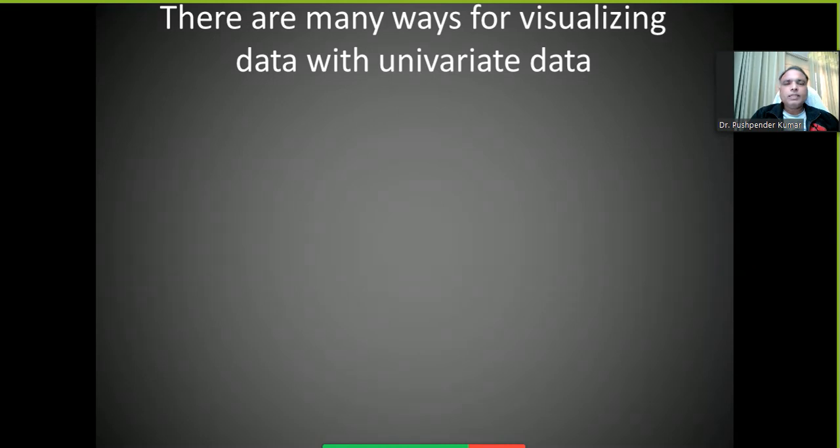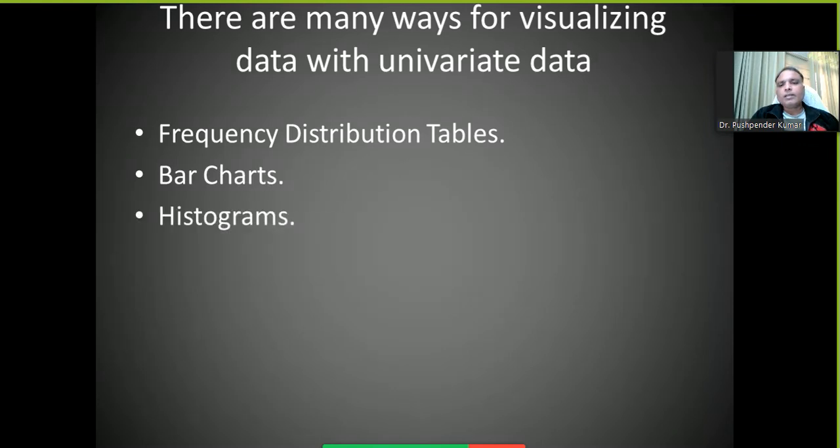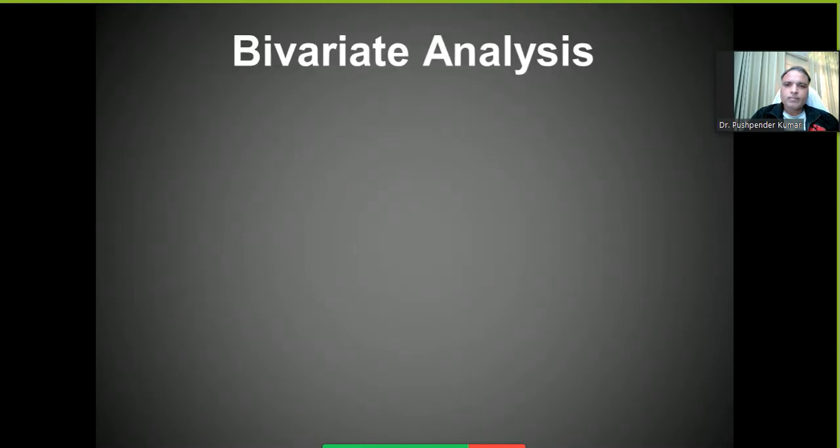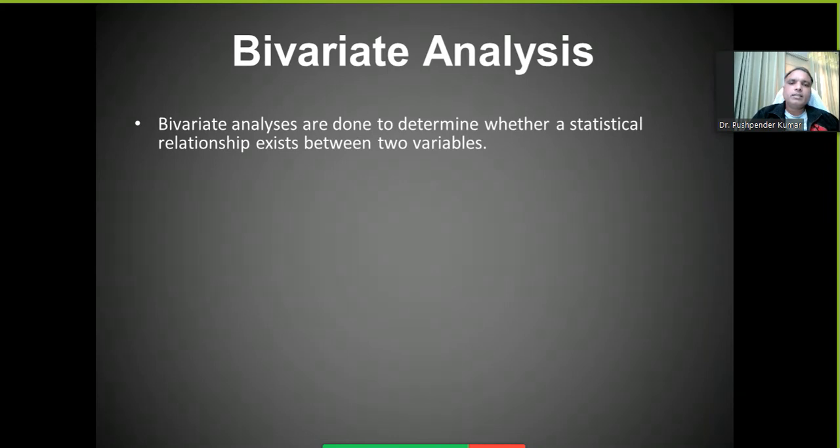Now, there are many ways of visualizing data with univariate data: frequency distribution tables, bar charts, histograms, frequency polygons, and pie charts. Now we come to bivariate analysis. So I hope univariate analysis is clear to all of you. And bivariate analyses are done to determine whether a statistical relationship exists between two variables.